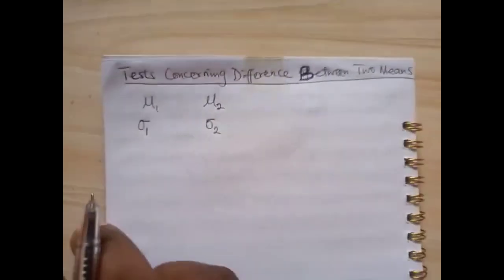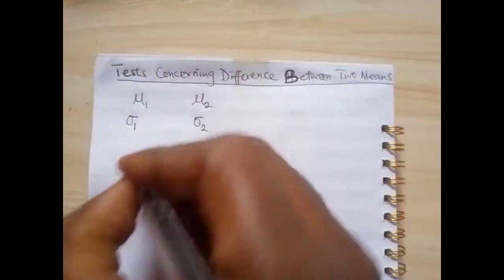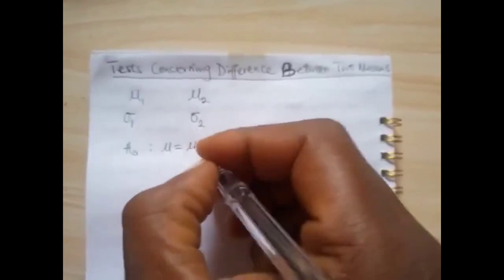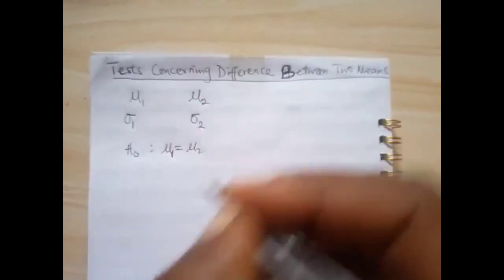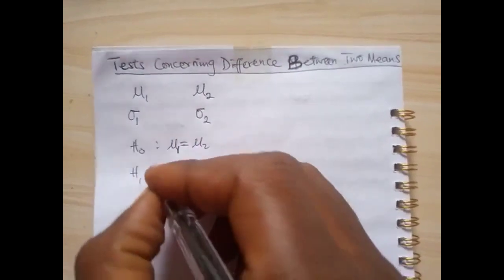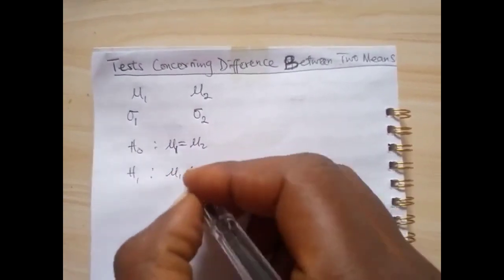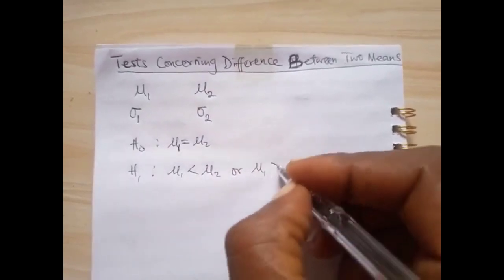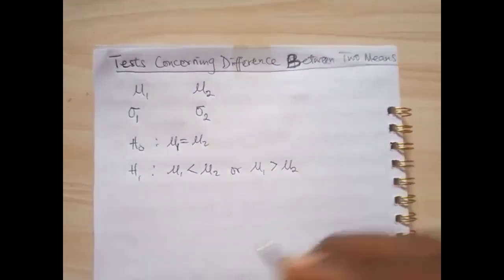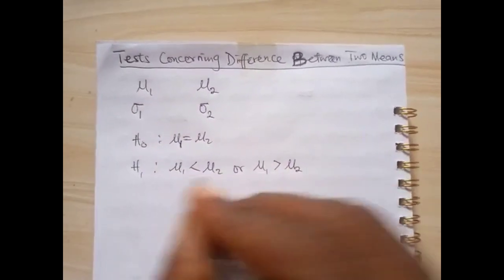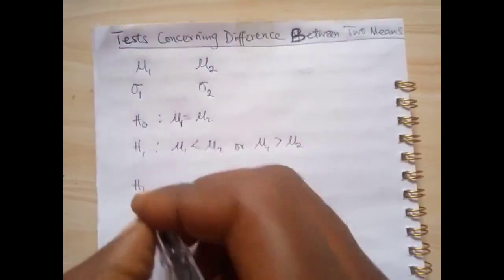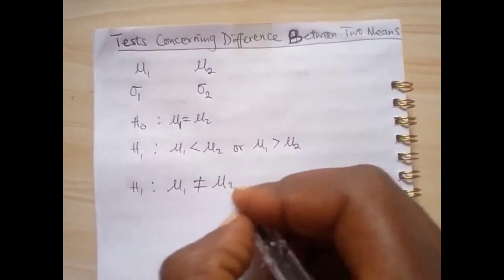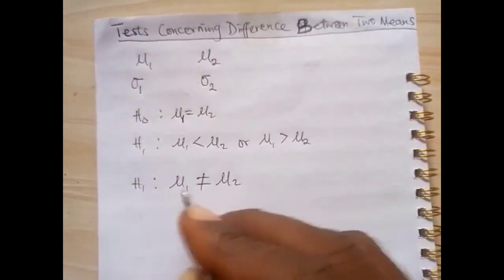The null hypothesis H0 will say that mu1 is equal to mu2. Then the alternative hypothesis will say that mu1 is either less than mu2 or mu1 is greater than mu2. This is for the one-tail test. For the two-tail test, the alternative will say that mu1 is not equal to mu2. So when you see this, it is for a two-tail test.